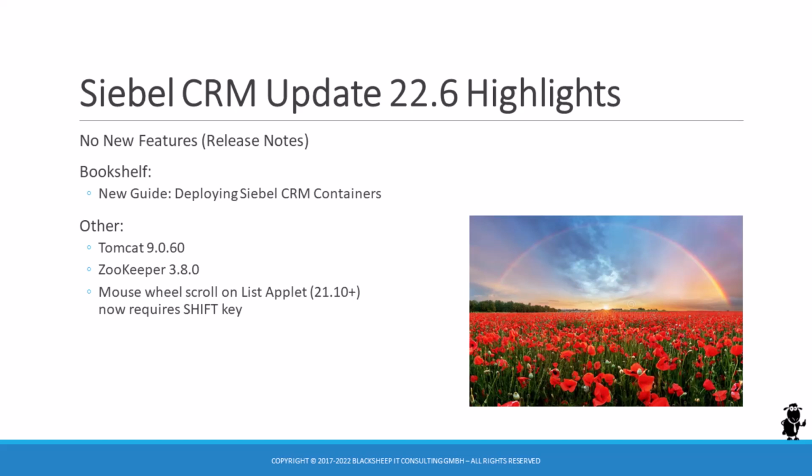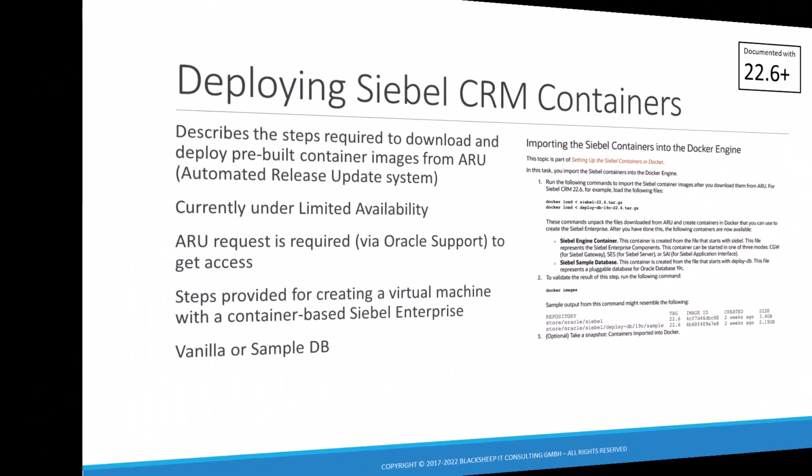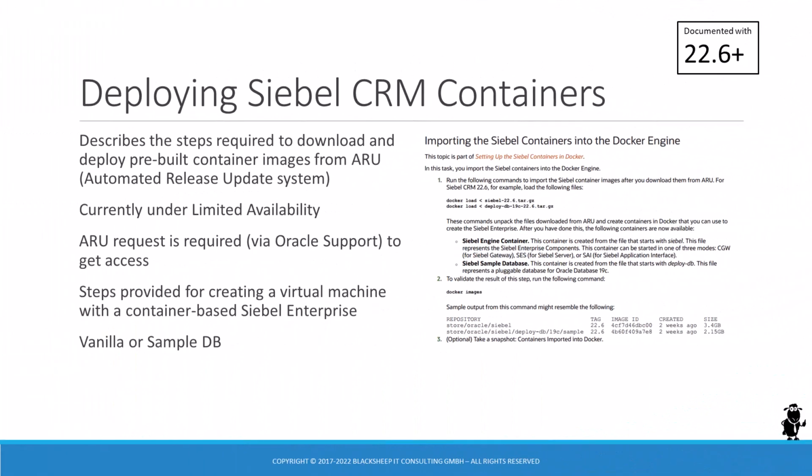As mentioned, there are no official features, but that doesn't mean that Oracle's been idle. The release notes, which are available with the download, list quite a number of bugs being eradicated. So it's prudent to study the release notes and decide if an update to 22.6 is in order for your organization. Siebel Bookshelf 22.6 comes with a new guide entitled Deploying Siebel CRM Containers.